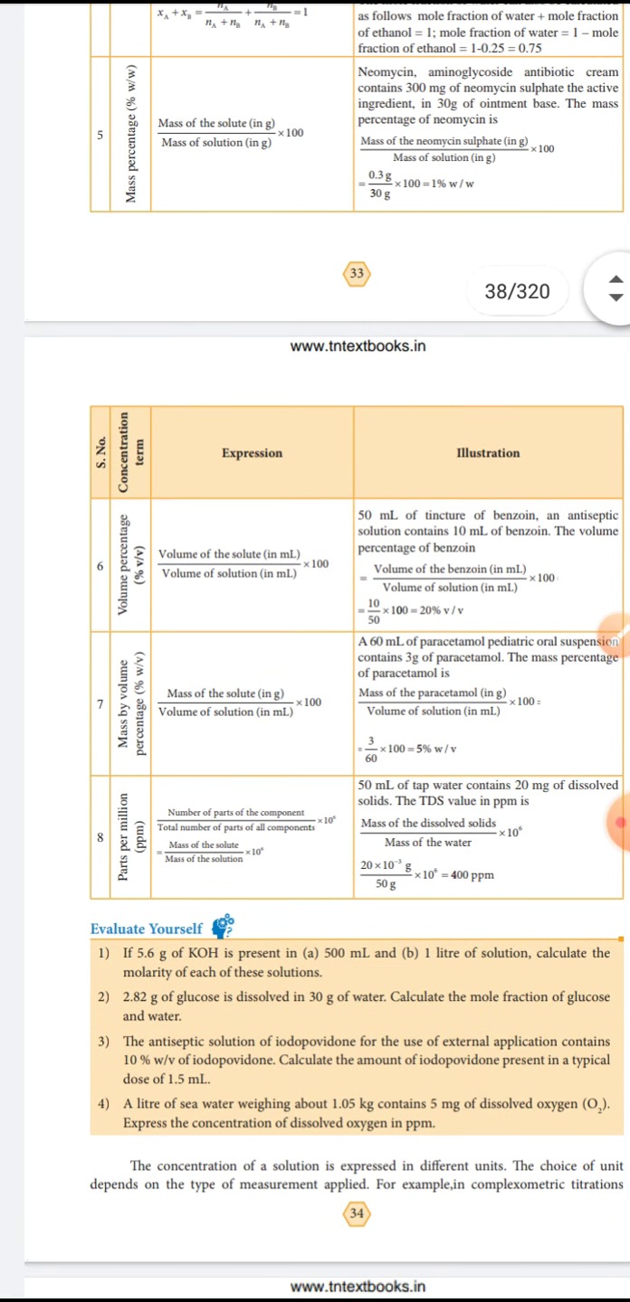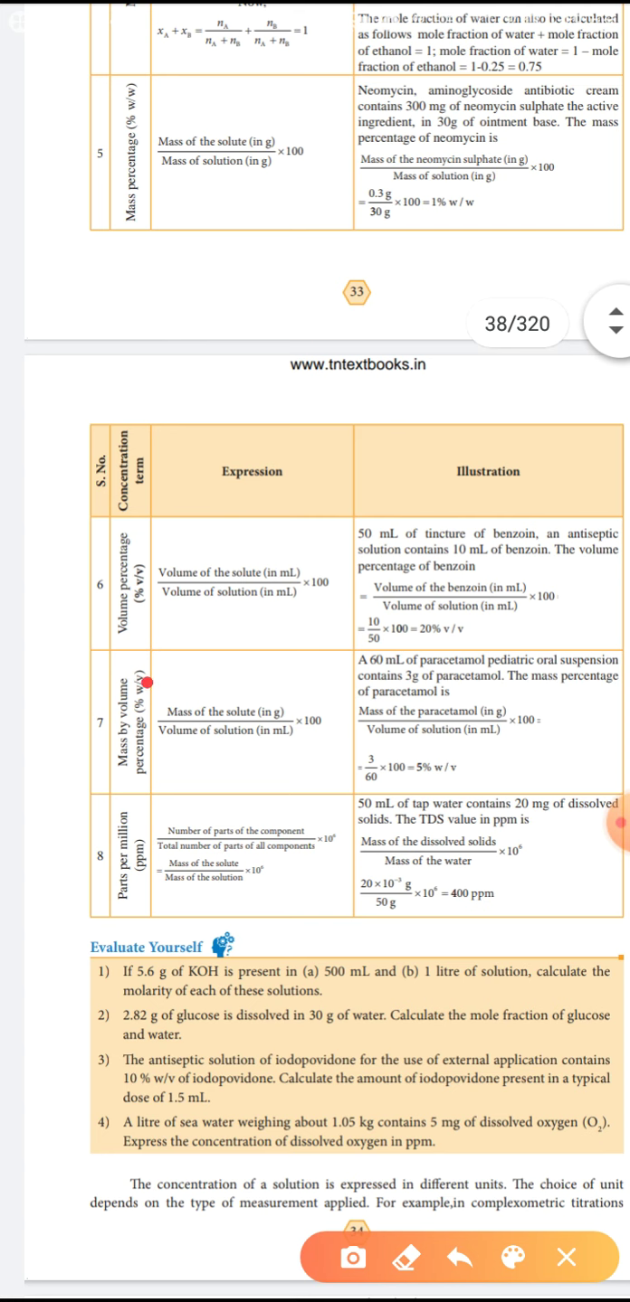The next one, volume percentage, V by V. It is the ratio of the volume of the solute to the volume of the solution, multiplied by 100, since percentage means multiplied by 100. The next one is mass by volume, W by V. So the mass of the solute divided by the volume of the solution, multiplied by 100.